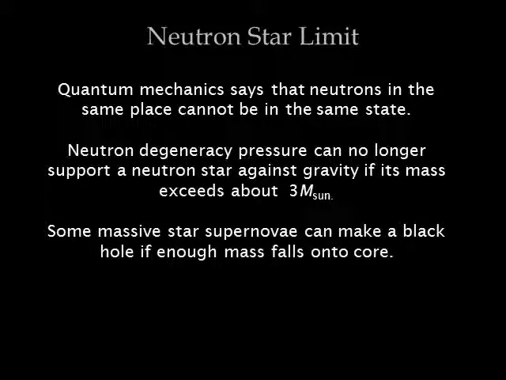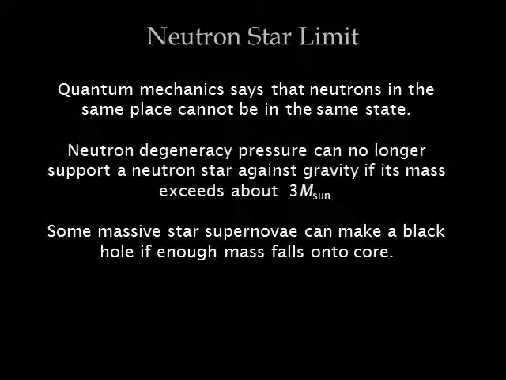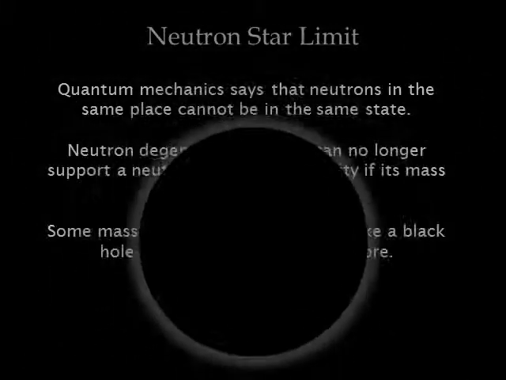We had a neutron star held up by neutron degeneracy pressure. If the mass of the neutron star exceeds 3 solar masses, neutron degeneracy pressure can no longer support the star against gravity. The neutron star will collapse, turning into a black hole.